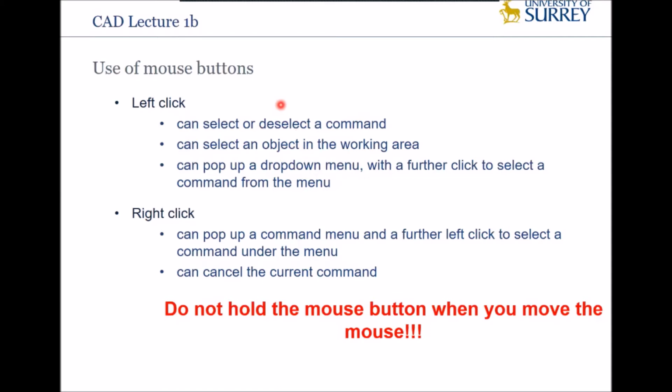Use of the mouse buttons is very important for us to create a 3D model. We have the left click, which helps us to select and deselect commands. It can select an object in the working area. It can pop up a drop-down menu, and a further click will select the command.